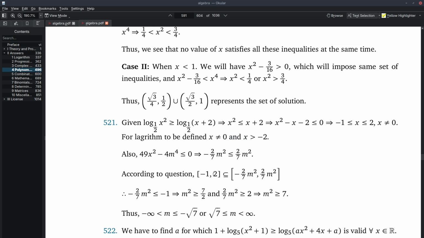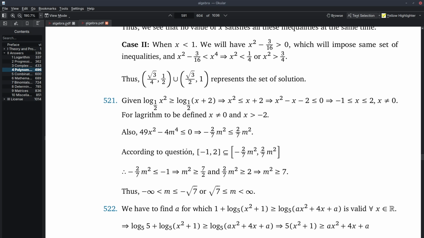Now from the question, we have that from this condition x lies between minus 1 and 2. So this should be a subset of this newly obtained range. That means minus 2 by 7 m square should be less than or equal to minus 1, that is m square greater than or equal to 7 by 2. And for the other end, we have 2 by 7 m square greater than or equal to 2, that is m square greater than or equal to 7. That means m should lie between minus infinity and minus square root of 7, or between square root of 7 and infinity.